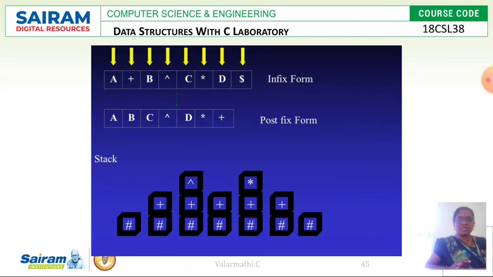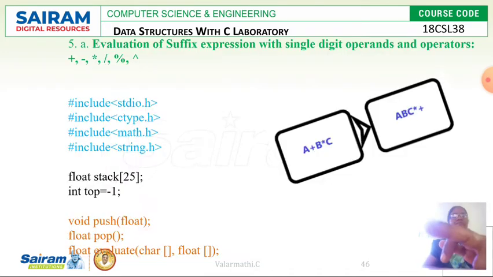What is the last operator added in the stack? Star. So star should be removed and added in the output stack. So after D, star is added. Then after removing star, what is the next operator? Plus. Plus should also be removed and added at the end of the output stack. So finally plus is added. This is how the conversion happens from infix to postfix, right? I hope you understand. Fine.